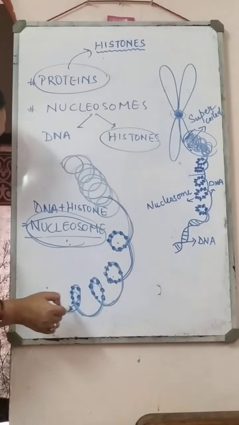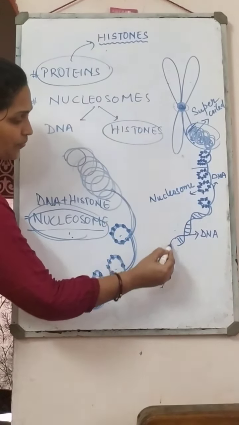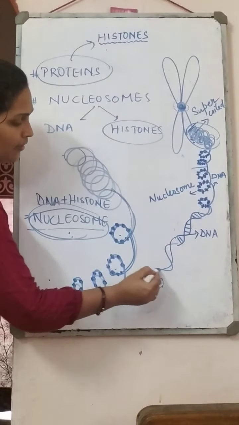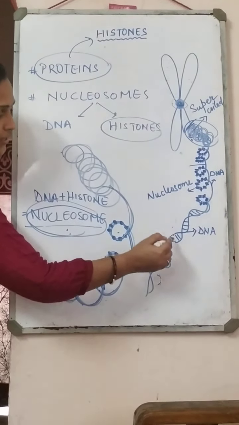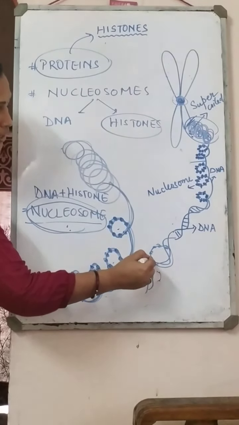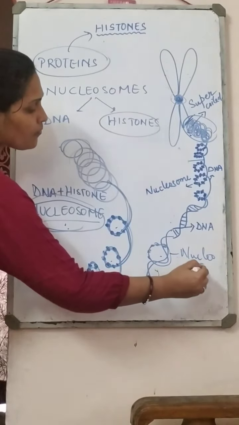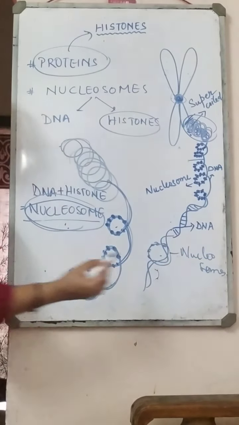Now if I take only the single DNA, you can see the structure like this. You can see DNA is always double stranded. So to this, somewhere a loop is formed, and to that histones are attached. Then they form the nucleosomes. I think it is clear now.